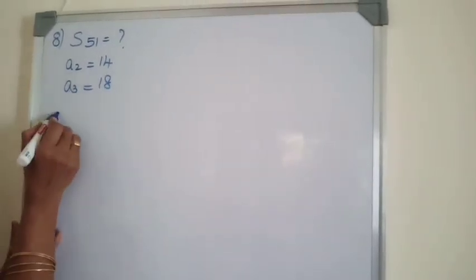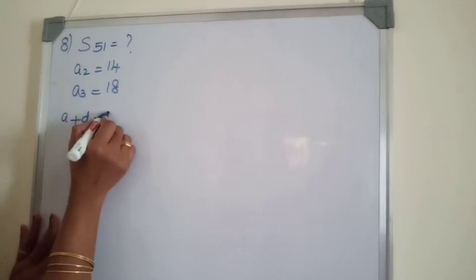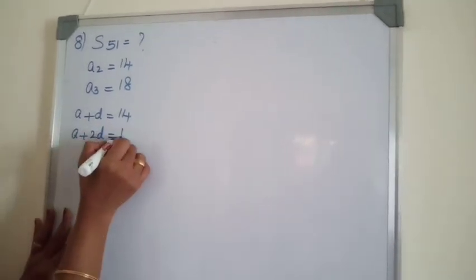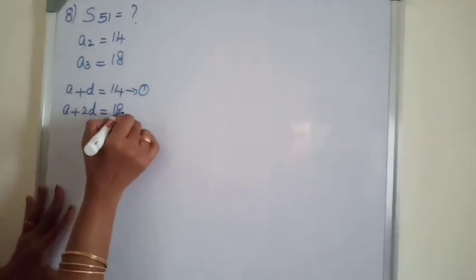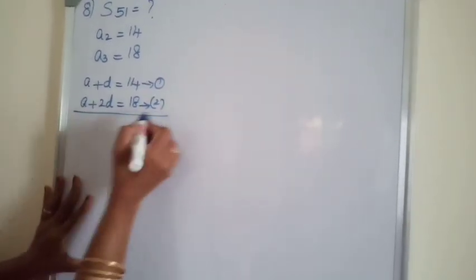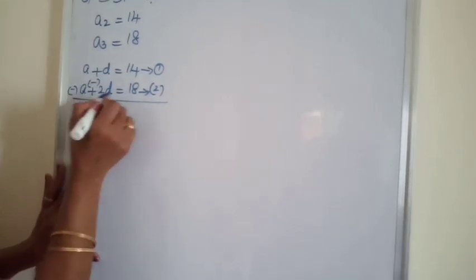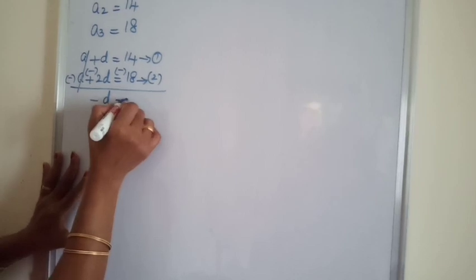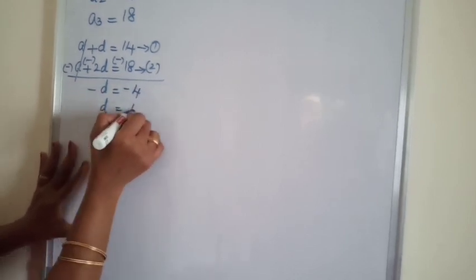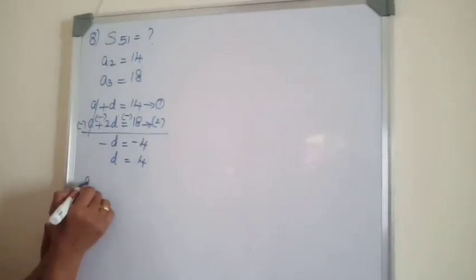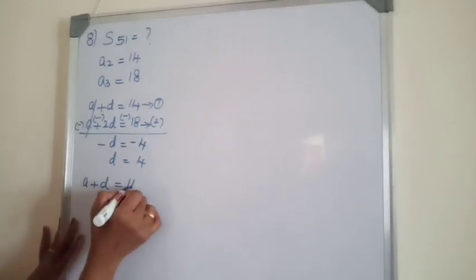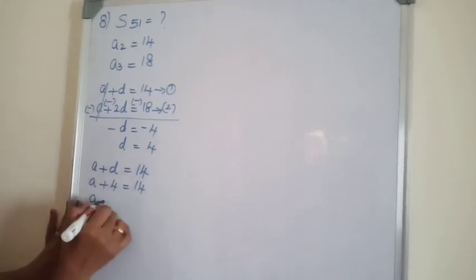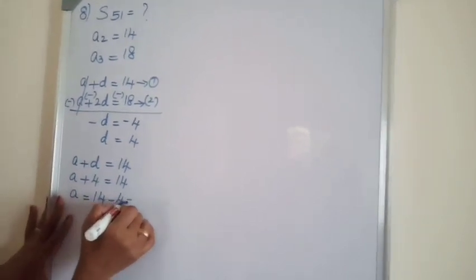a2 can be written as a plus d is equal to 14. a3 can be written as a plus 2d is equal to 18. We'll subtract the equations. a and a will cancel. Minus d is equal to minus 4. d is equal to 4. Now the first equation once again we will write, a plus d is equal to 14. a plus 4 is equal to 14. a equals 14 minus 4, 10.